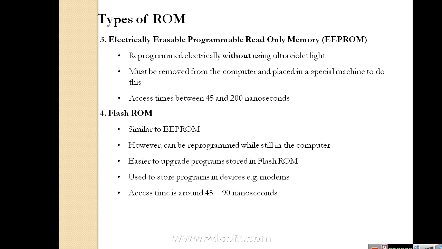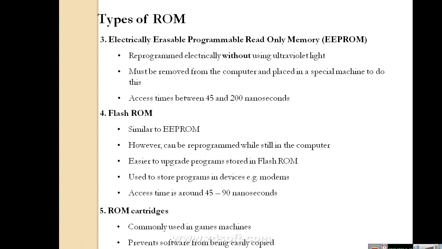Flash ROM is similar to EEPROM, however, it can be reprogrammed while still in the computer. It is easier to upgrade programs stored in flash ROM. It is used to store programs in devices, for example modems. Access time is around 45 to 90 nanoseconds. ROM cartridges, commonly used in games machines, prevent software from being easily copied.